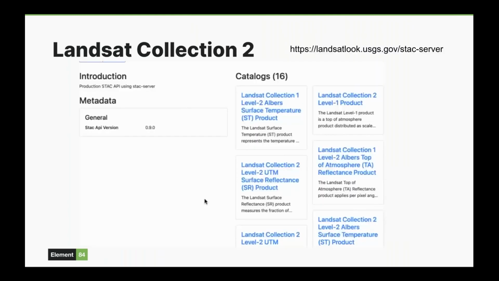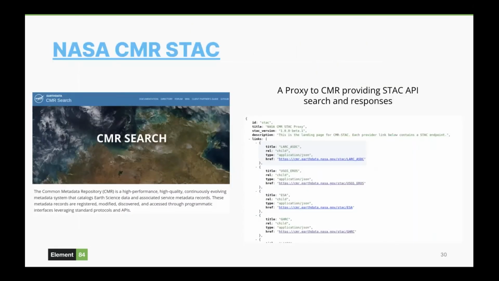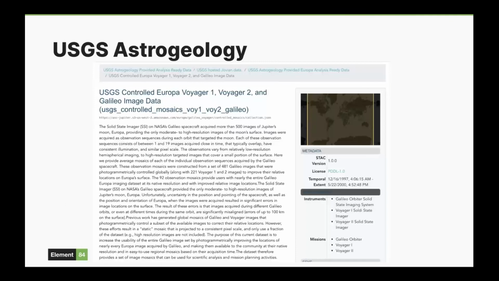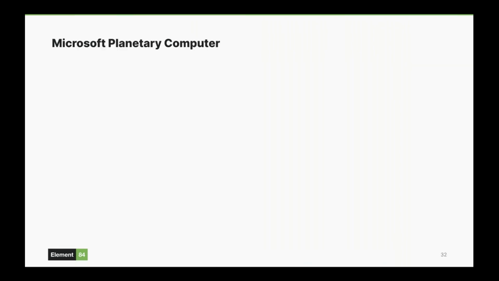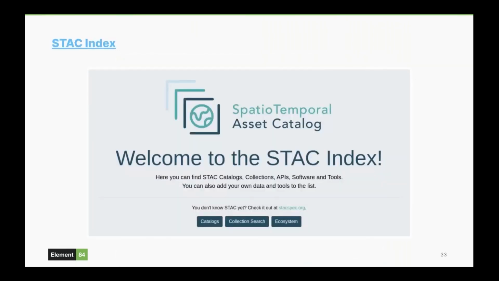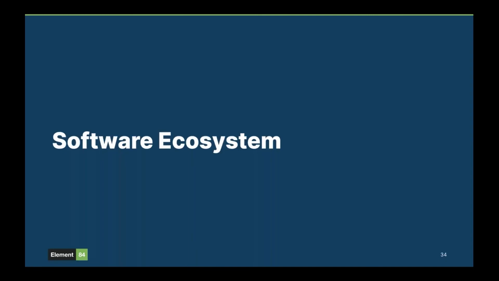But there's several public STAC APIs. There's the Landsat API and CMR STAC, which is really just a proxy to the underlying Common Metadata Repository of NASA that makes it look like it's a STAC API. It translates the queries into CMR, and then converts the response into STAC items. The USGS Astrogeology department has been using STAC for the Moon and Europa and Mars, which is super cool. Never even knew that was a possibility, so that was neat to see.